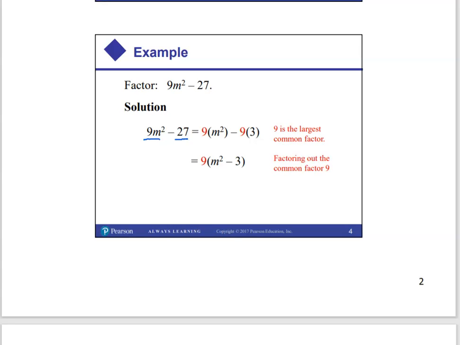So if we take the 9 out of 9m squared, we would just have 1m squared. If we take the 9 out of minus 27, we're just leaving the minus there. We pulled out the 9, and 9 times what gives us 27? Well, the answer is 3. Now you'll see that they took these two things and grouped those together, and we've got 9 times m squared minus 3.